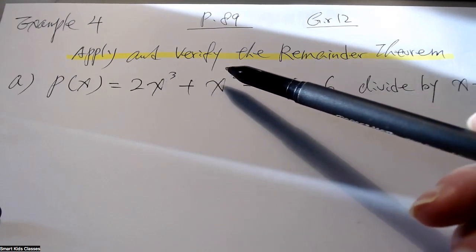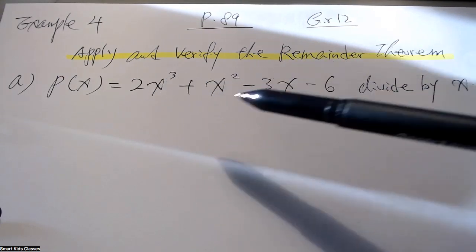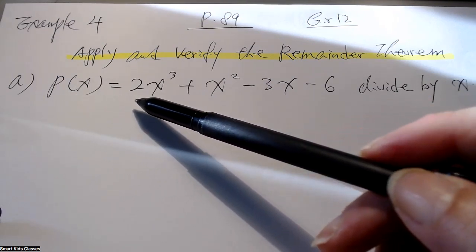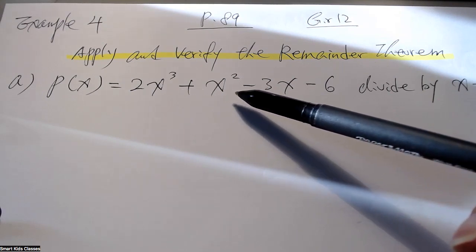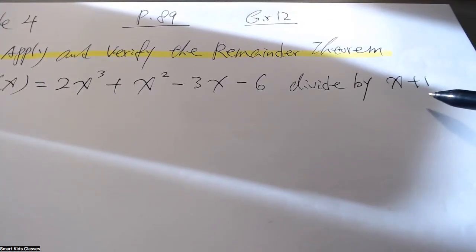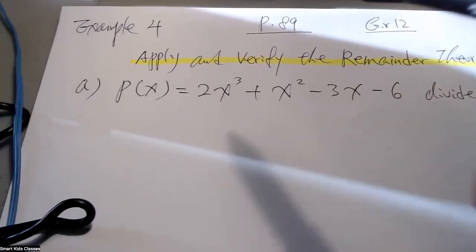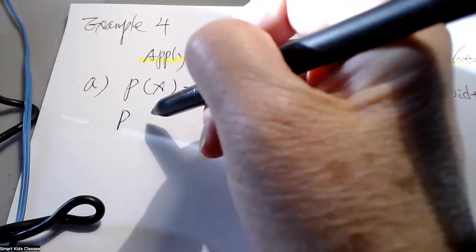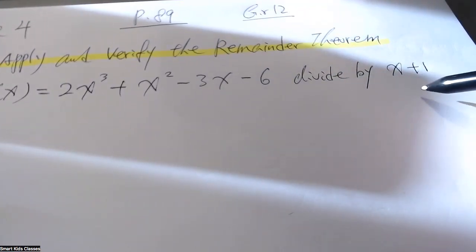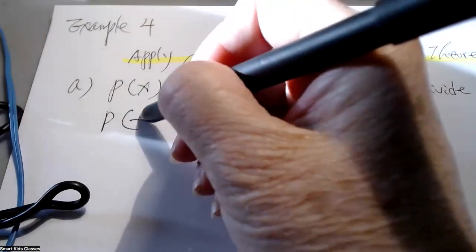So apply and verify the remainder theorem. Given the function p of x is equal to x exponent 3 plus x exponent 2 minus 3x minus 6, divided by x plus 1. You're going to verify it just by plugging in. When x plus 1, it means solve for x. So x is equal to negative 1. So we're going to plug in x equals negative 1 here.